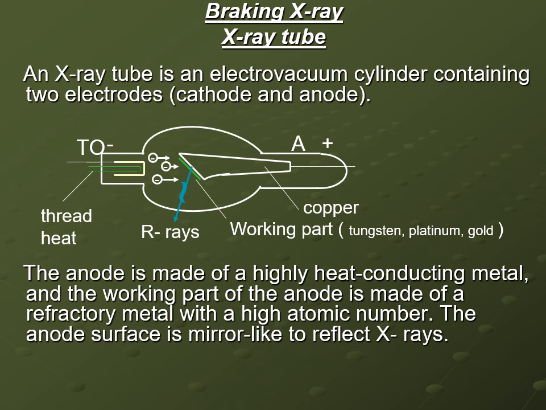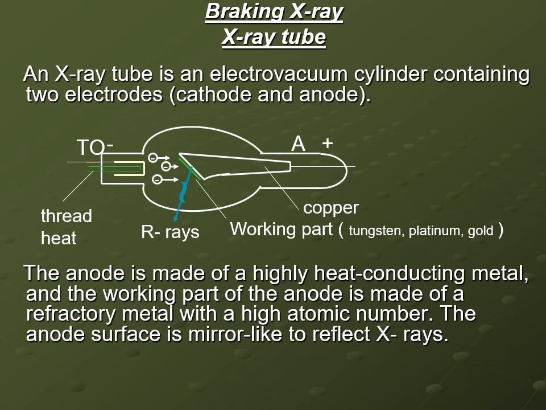Then they interact with the working substance of the anode, and the working part of the anode must be made of a refractory metal, and most often metals with a high atomic number are used. We'll also figure out later why with a high atomic number. Here we have shown that tungsten, platinum, and gold can be used. The main part of the anode is made of metal with good heat-conducting properties. In other words, this is what concerns the structure of the X-ray tube.